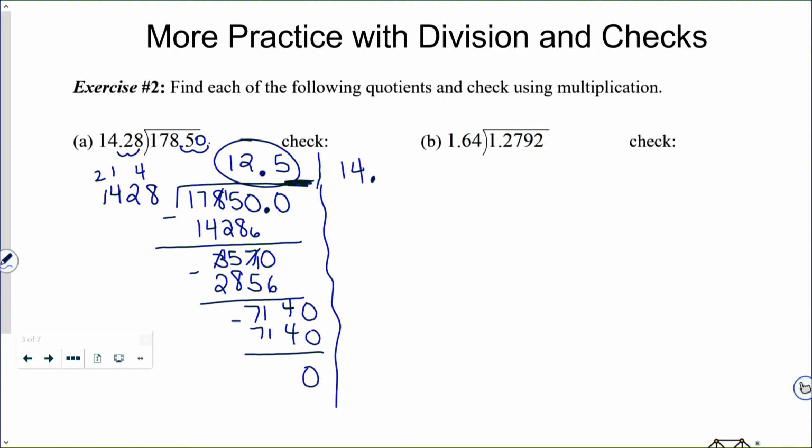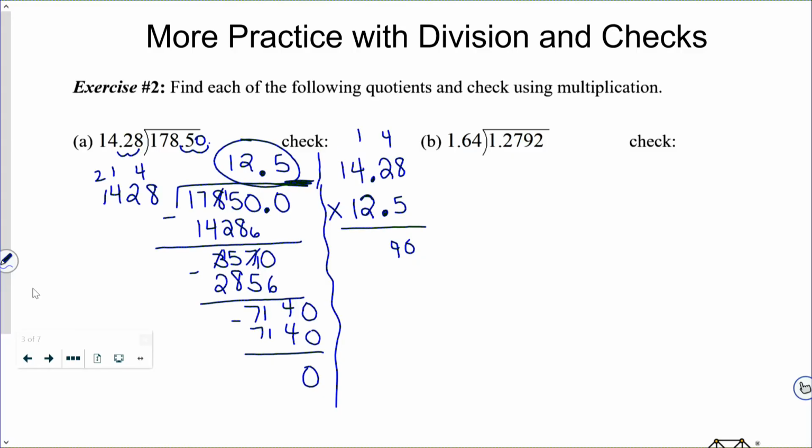We would want to do 14.28 times 12.5. Come on. Nope, just doesn't want to behave. Times 12.5. Let's do it. Let's check it. 5 times 8 is 40. 5 times 2 is 10, plus another 4 is 14. Oh man, my board is acting up today.